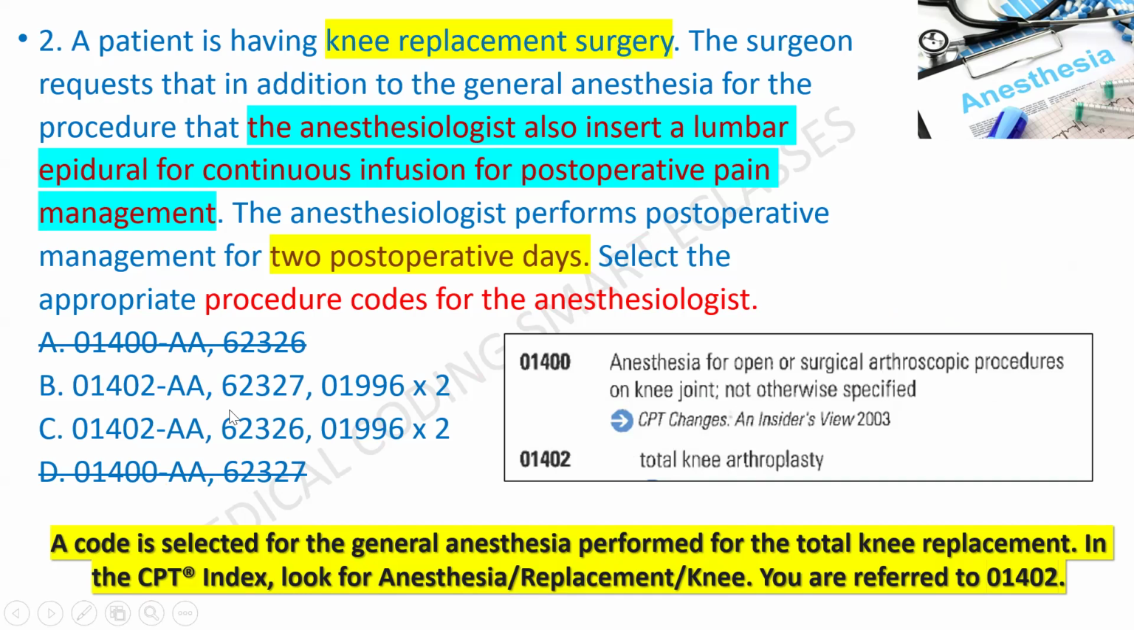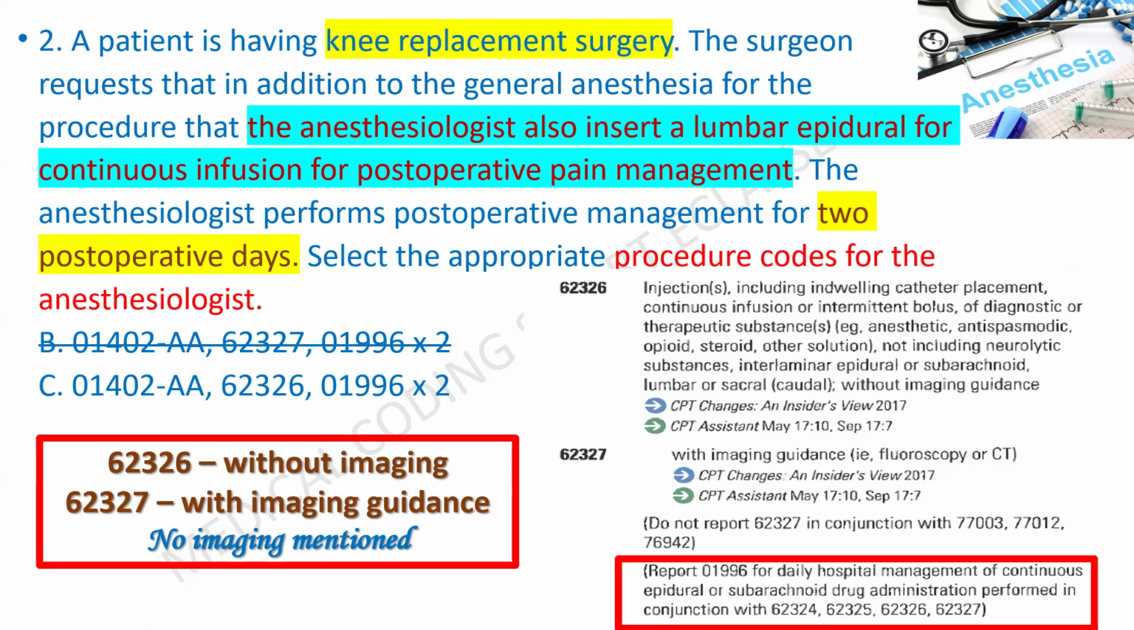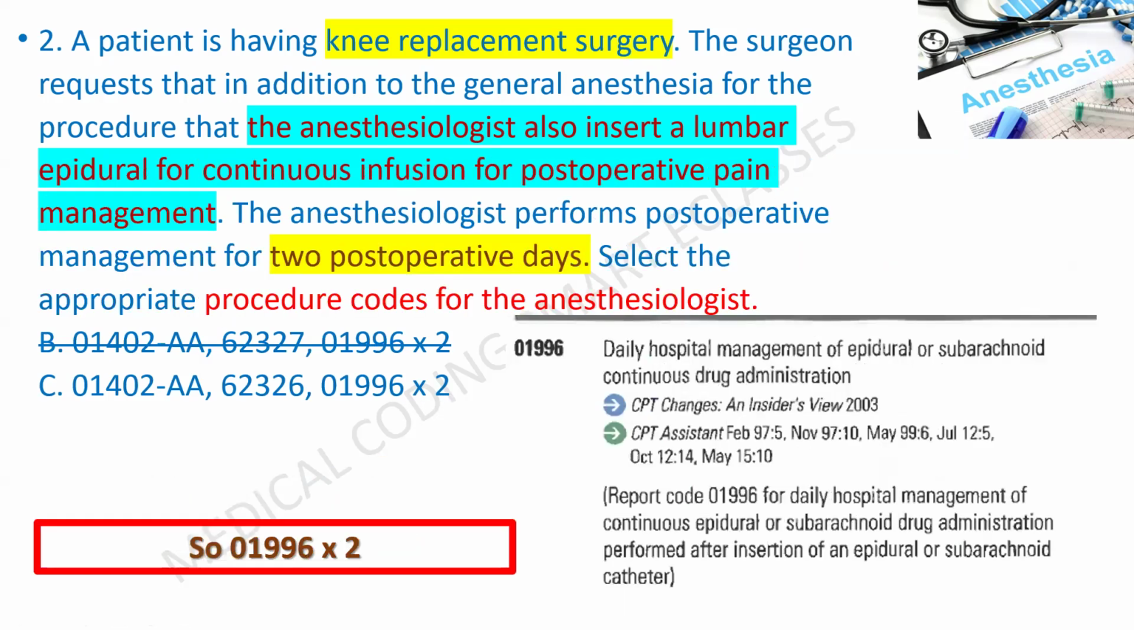The other difference is 62327 or 62326. If we check, 62326 is without imaging, and 62327 is with imaging guidance. But they have not mentioned any imaging guidance, so we are not reporting 62327. So the more apt is option C. And report 99232 for daily hospital management. We have 2 days, that's why we are reporting it twice. So the answer is option C.